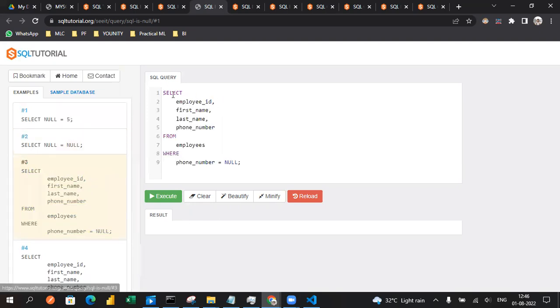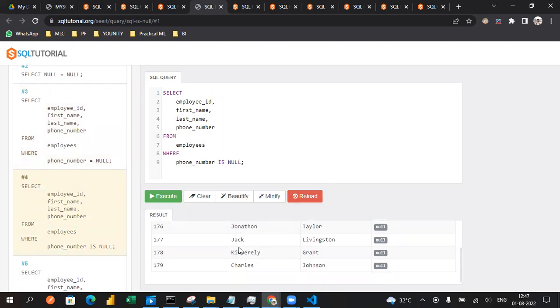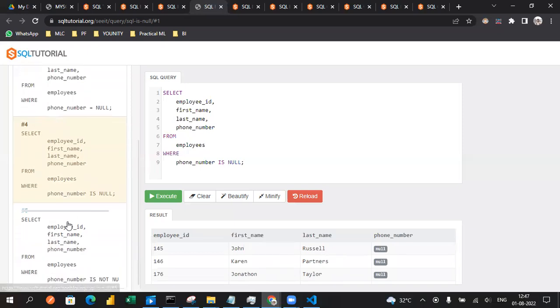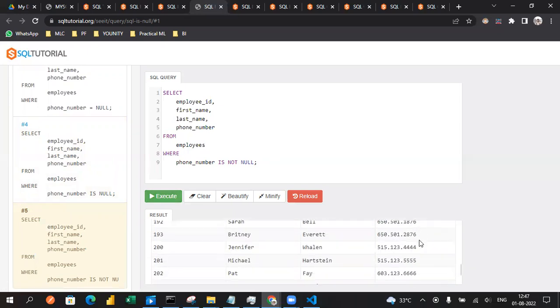Suppose I have to retrieve whoever doesn't have phone numbers, so just execute this. No one has null values in the phone number. That's the reason we are not getting any output results here. Similarly, you can see here, phone number is null. Some of the phone numbers are null, and you can see all the null information you are going to get, and also some of the phone numbers that are not null. Whoever has phone numbers that are not null, we are going to get all those different phone numbers.